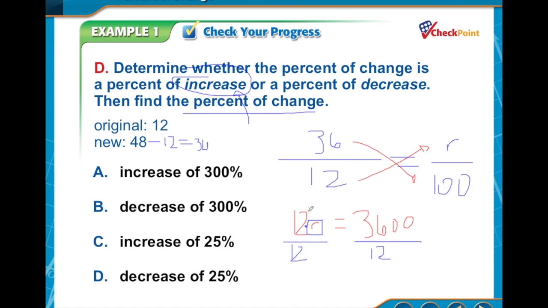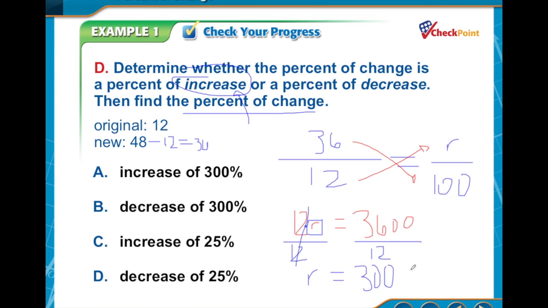So 12 over 12 goes away. That's just 1 R. So we get R on the left. And on the right, 3,600 divided by 12. Let's think about what that is. If we forget the zeros for a second, 36 over 12 is what number? How many times does 12 go into 36? Well, it goes in 3 times. So 3 would be this, and then we add 2 zeros. So R, and you can check this in a calculator, R will equal 300.